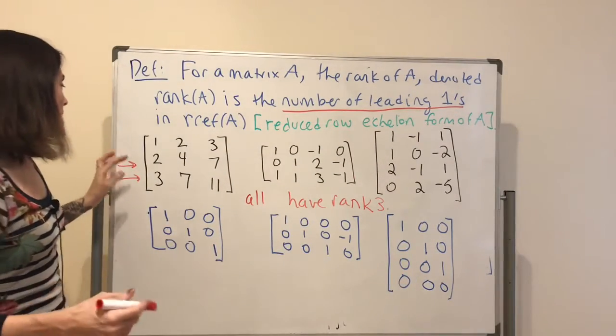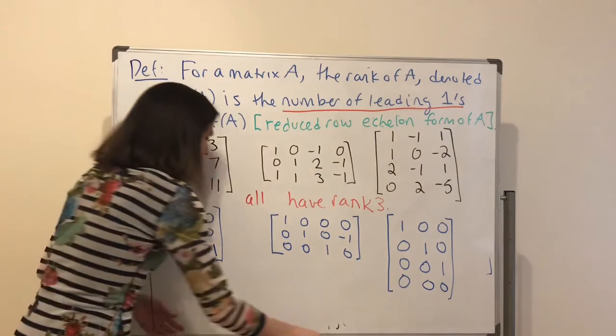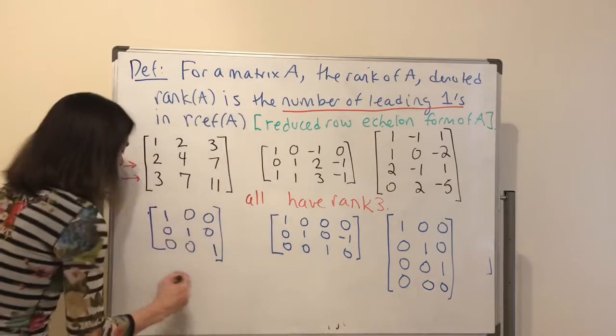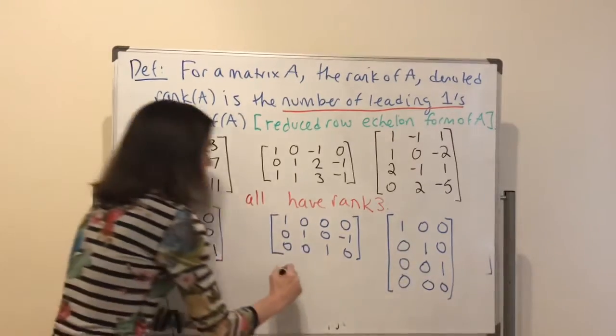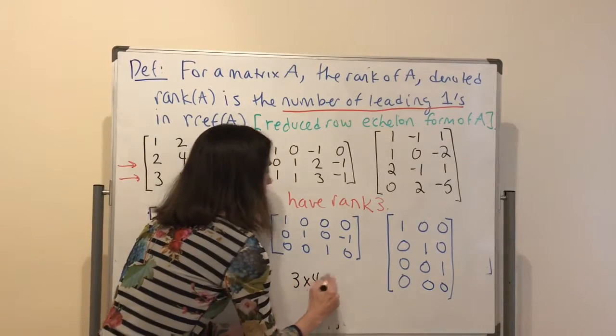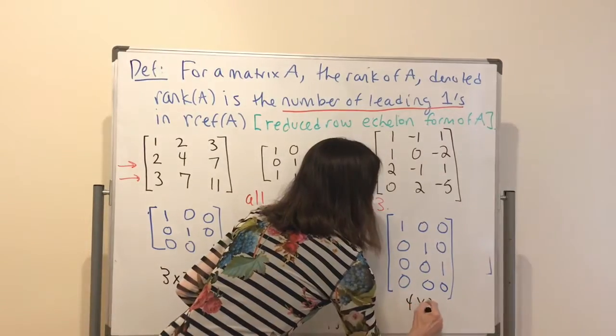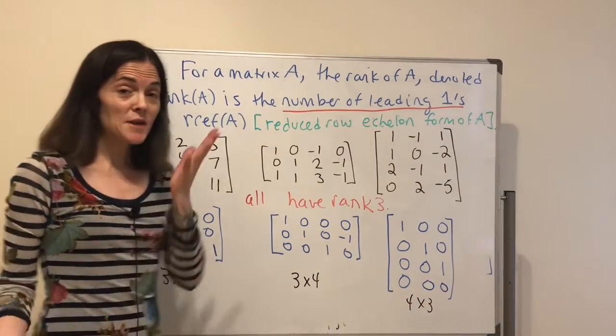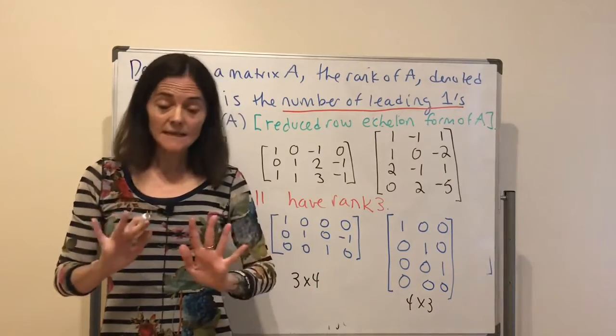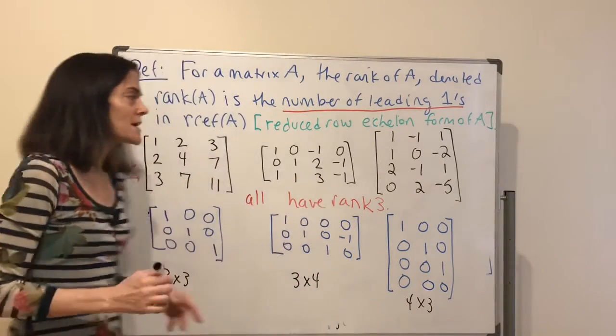And these all have different sizes. Right over here, these are 3 by 3, 3 rows, 3 columns. Here we have 3 rows, 4 columns. We have 4 rows, 3 columns. Okay, but they all have the same rank. It's just the number of leading ones in the corresponding reduced row echelon form.